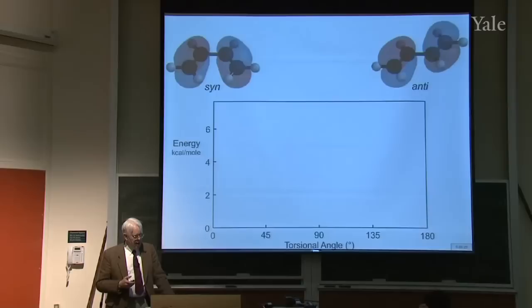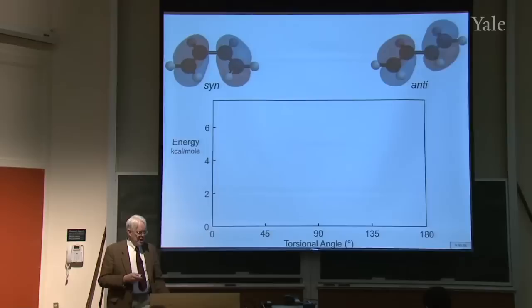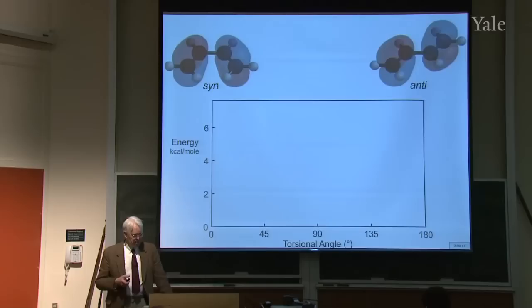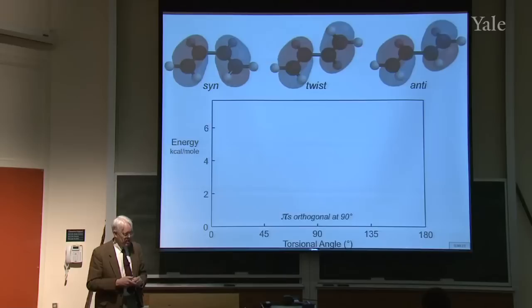Another way of measuring it is to look at how difficult it is to rotate about the single bond between the two double bonds in butadiene. So for conformations, we can have syn, or sort of like eclipsed, and anti. And in between those, there's a twisted form where the two ends are perpendicular to one another. And of course, there's then no overlap across the middle. The two pi systems on the ends are orthogonal.